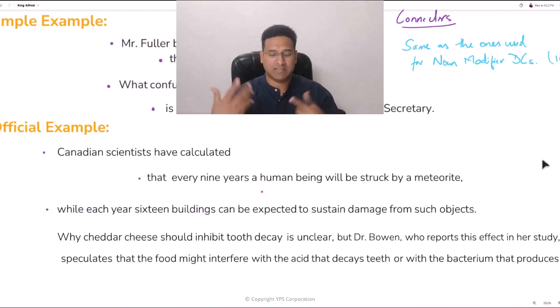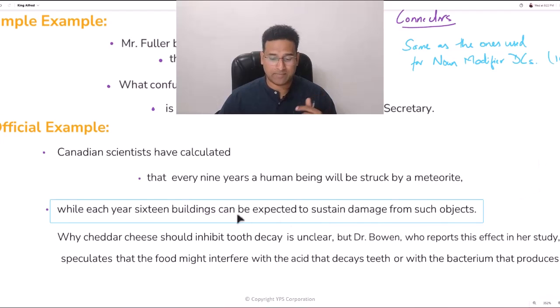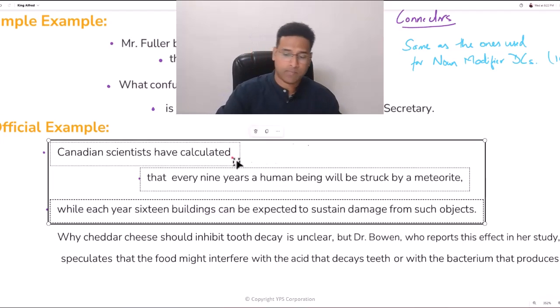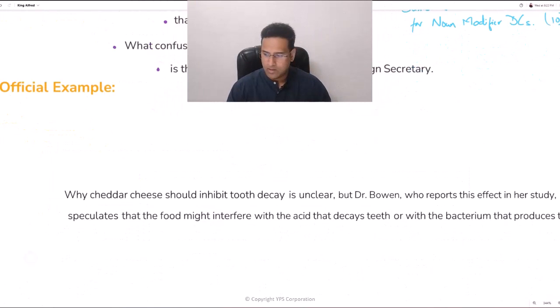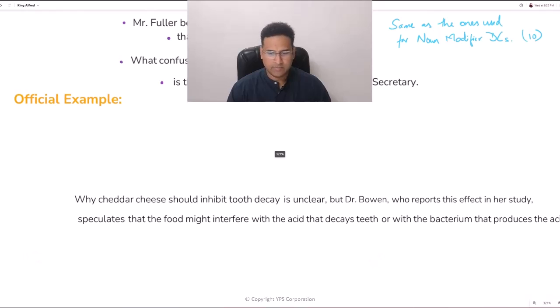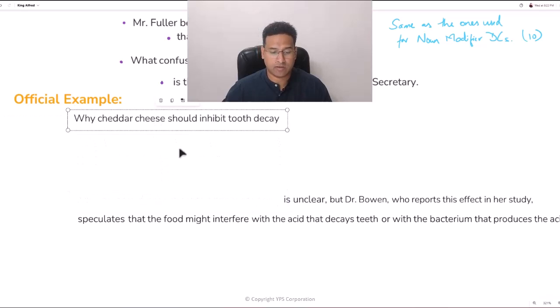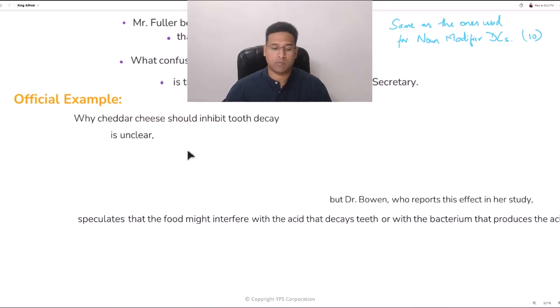All right. Now let's take a slightly more advanced official example, and I'm going to get these out of the way so that we have more space. Let's dive in. Now this is a pretty intimidating sentence, so let's zoom out a little bit. Don't get scared now. Let's start with sentence structure analysis. Why cheddar cheese should inhibit tooth decay? Okay, so this looks like a dependent clause, right? It has the makings of one. Is unclear. So something is unclear. Why cheddar cheese should inhibit tooth decay is unclear.